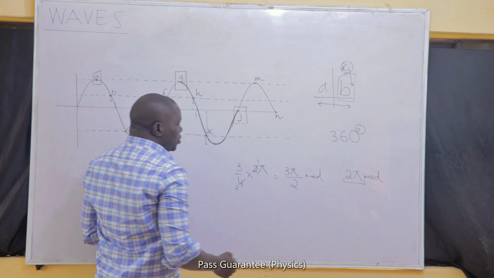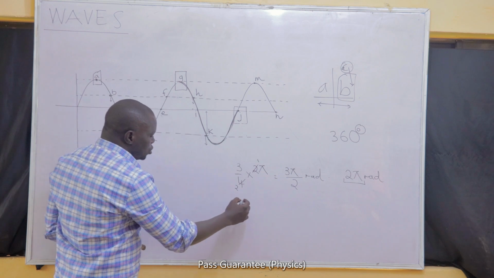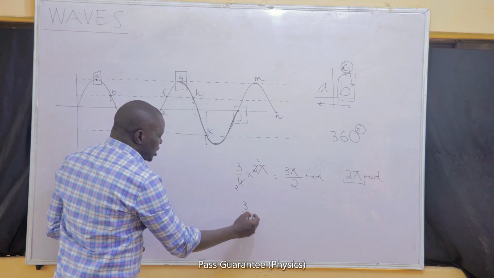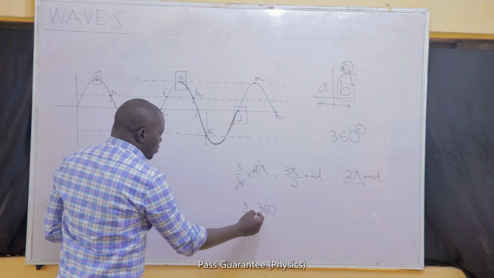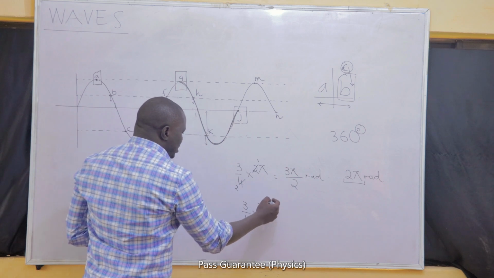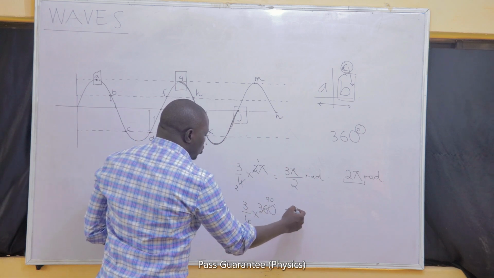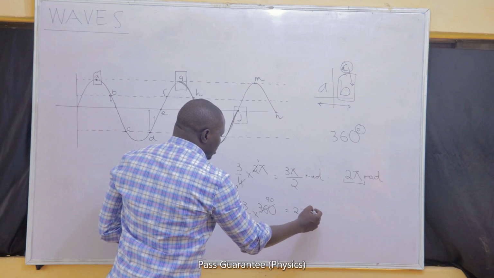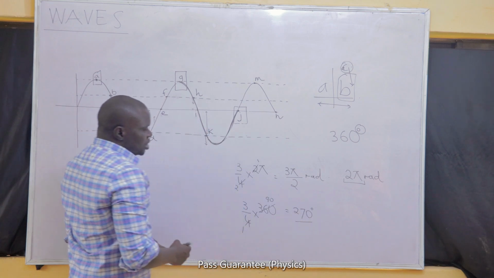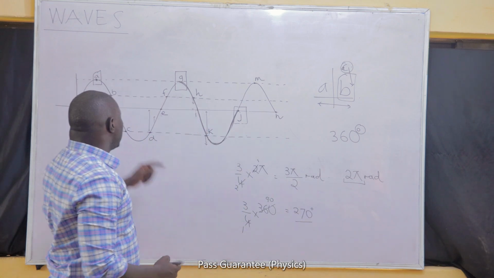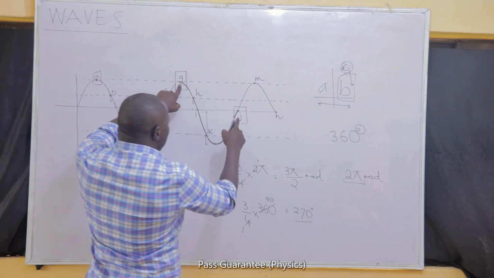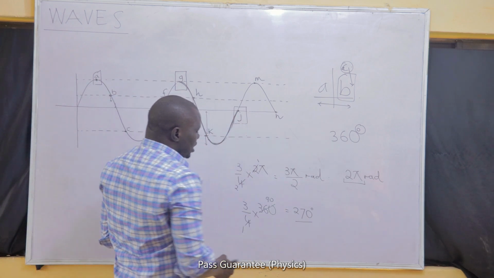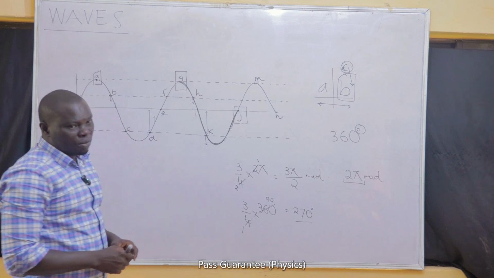If the option were put in degrees, I will do 3 all over 4 times 360. 4 here 1, 4 here 90. 3 times 90 should give me 270 degrees. So the phase difference between A and J is also the phase difference between G and J. And I've been able to find that as given on the board.